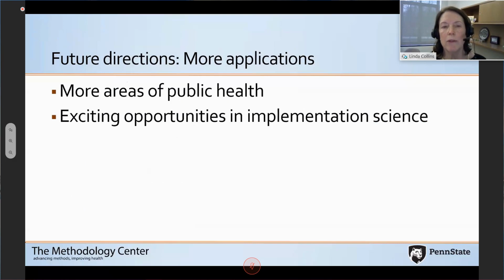And for me, I would like to get involved in more applications and just see more applications of optimization in more areas of public health. And of course, if it were up to me, I would love to see every intervention be optimized before it's brought to an RCT. I realize that's more aspirational than anything else, but just more and more applications I'm interested in. I just think there's, in particular, lots and lots of exciting opportunities in the area of implementation science.